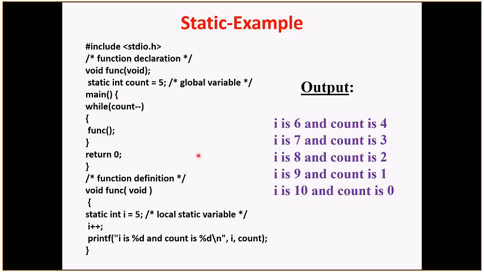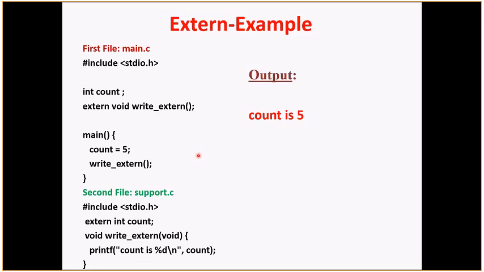Next example is the extern storage class. The extern storage class is used to give a reference of a global variable that is visible to all the program files. When we use extern, the variable cannot be initialized. However, it points the variable name at a storage location that has been previously defined.